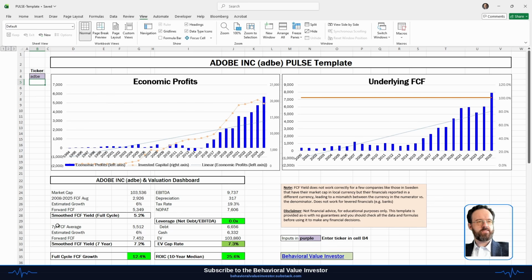First, the P is economic profits. So this is the chart in the upper left, and it's looking pretty good. You can see the economic profits, at least over the last decade, are positive, which is important, and rising, which is even better. So that's an excellent picture right there.